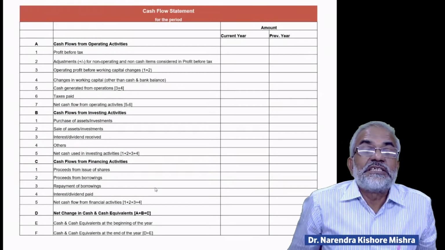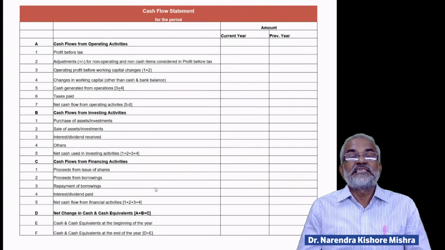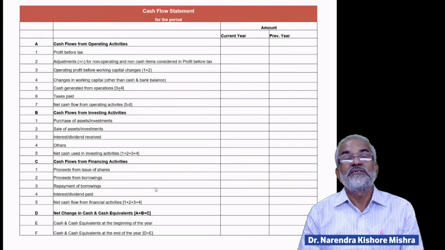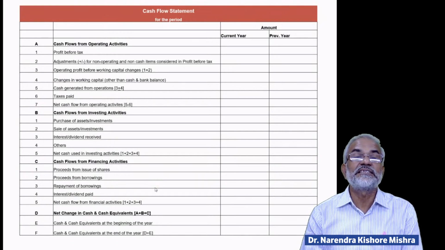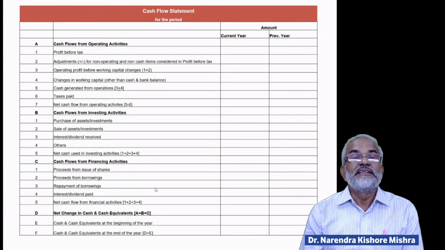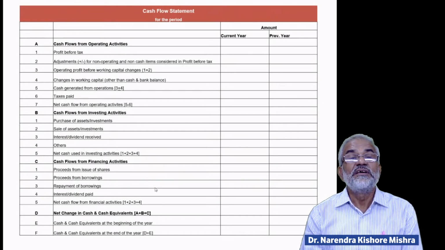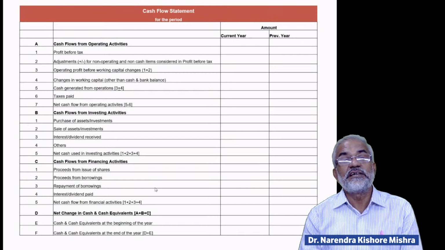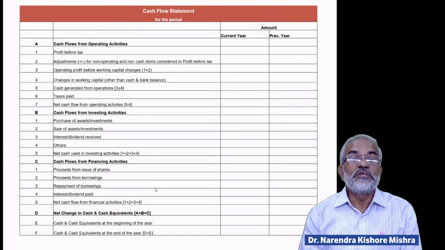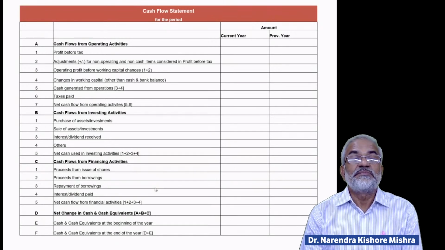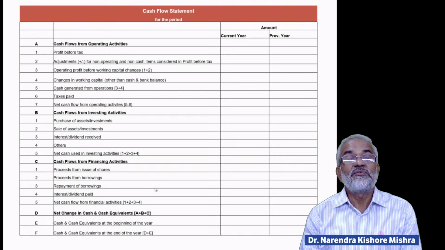That is purchase of assets or investments. Assets means the block capital or the assets like furniture, fixtures, land and building, plant and machinery, etc. The investment means the bonds and shares. Then sale of assets and investments. The purchase of assets and investment will result into outflow. Sale of assets and investment will result into inflow. And interest and dividends received will result into inflow. And others, it may be inflow of cash or outflow of cash.